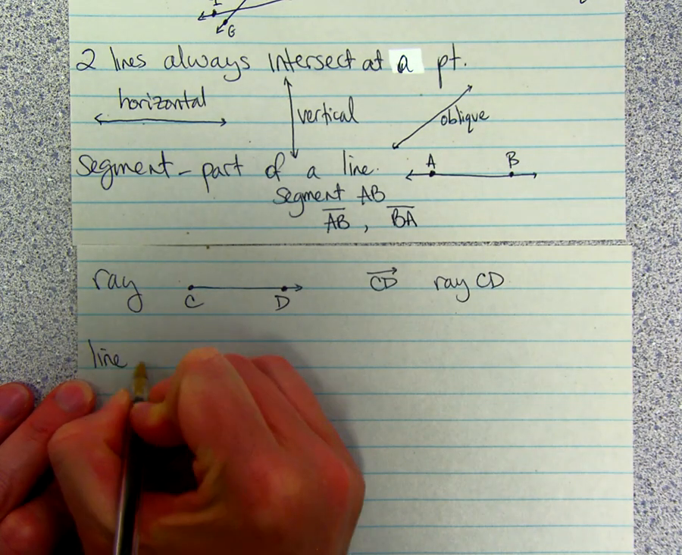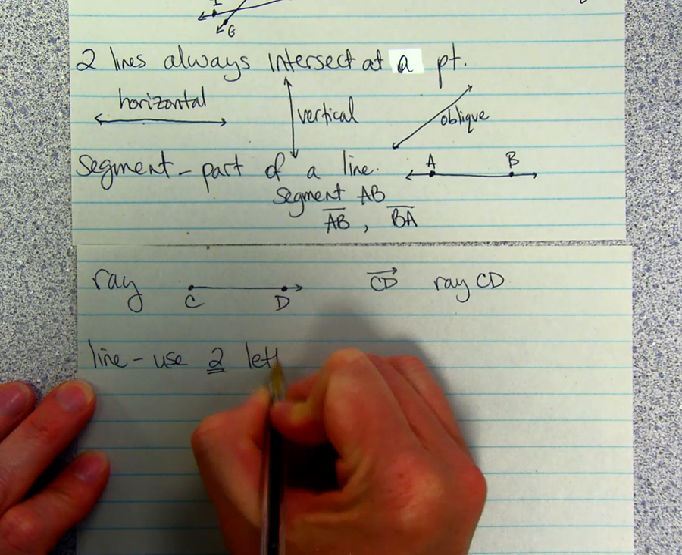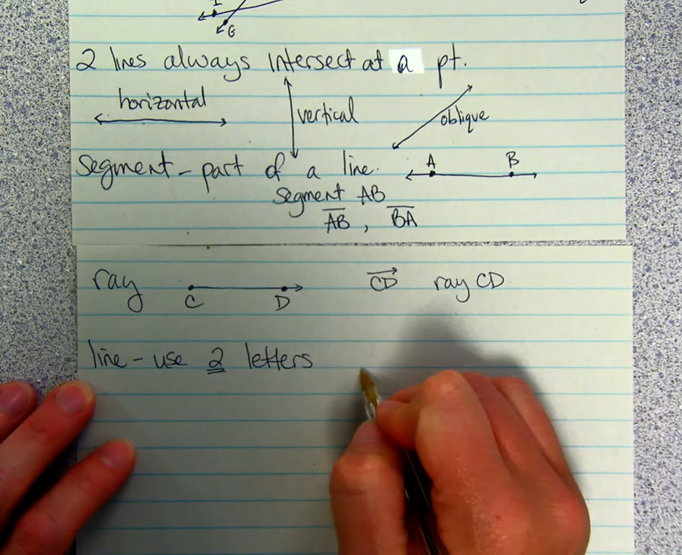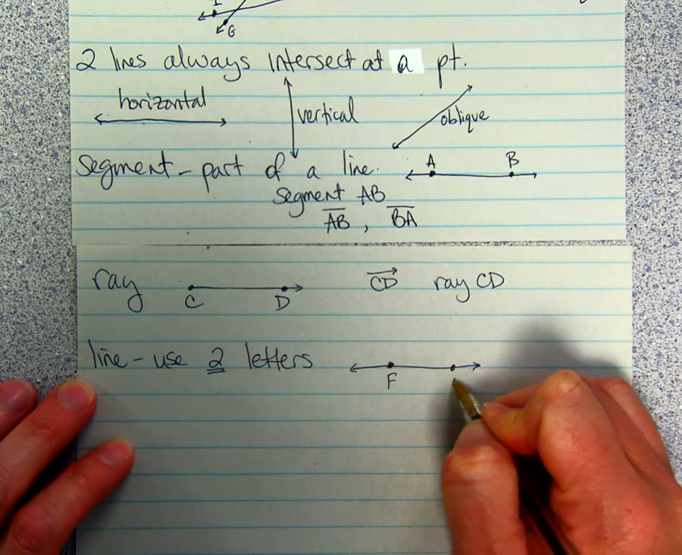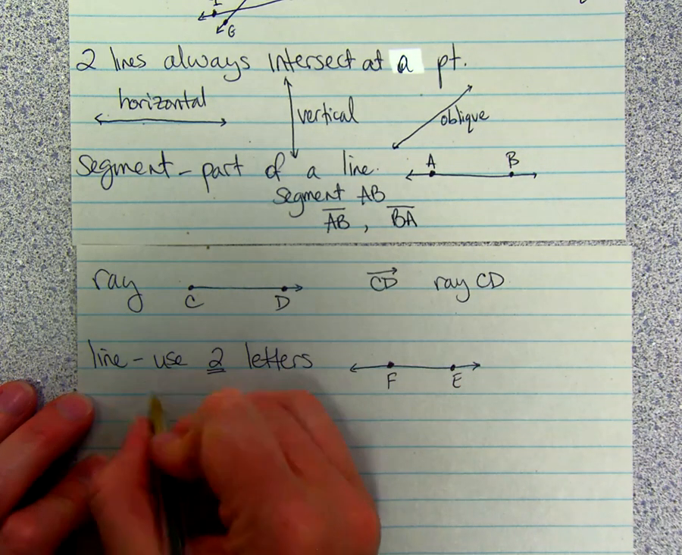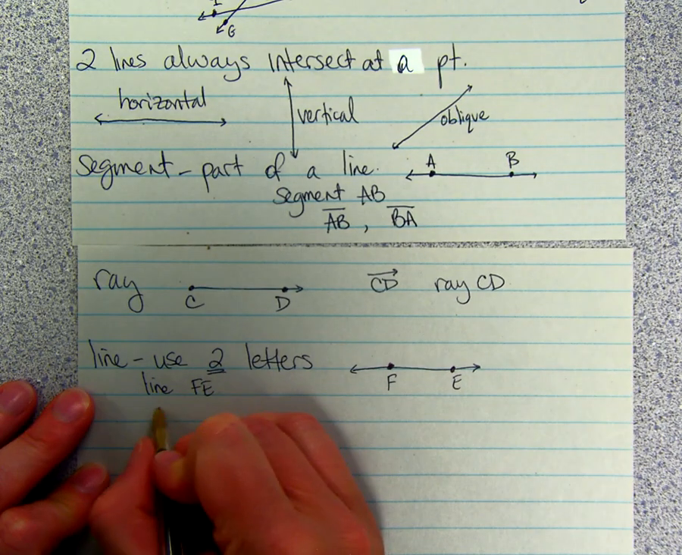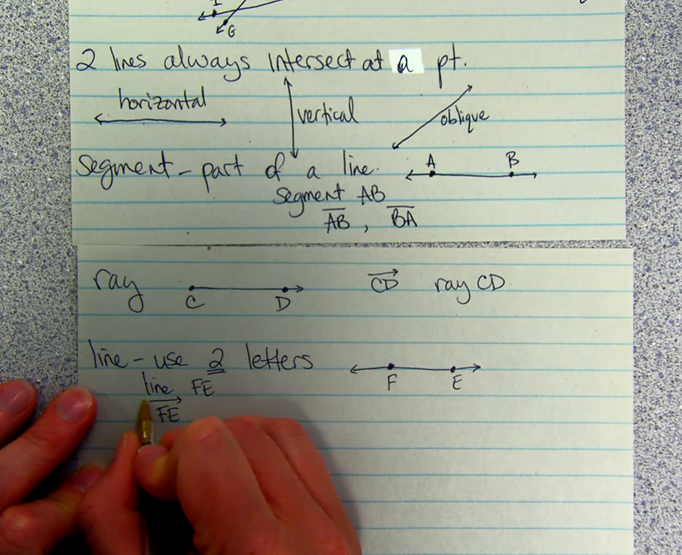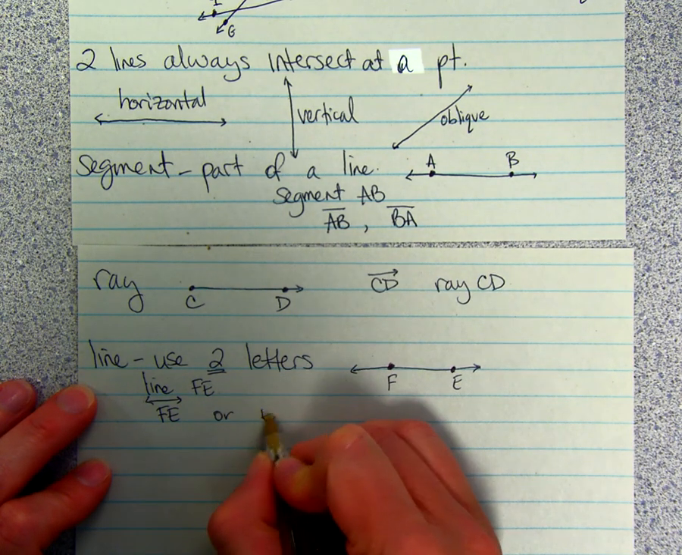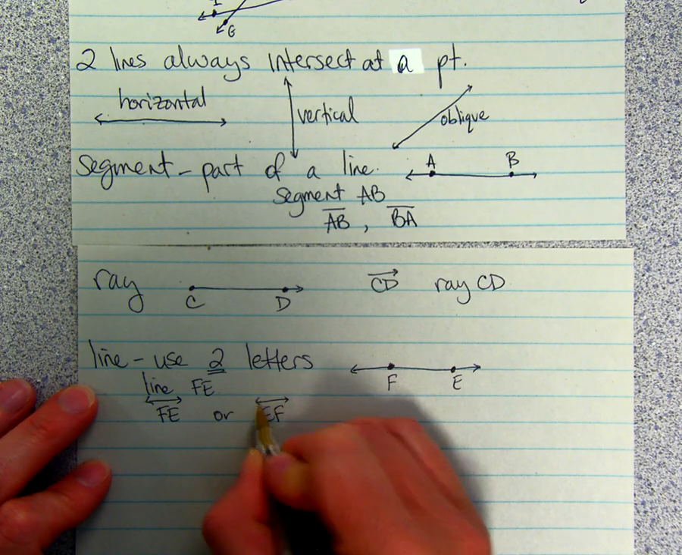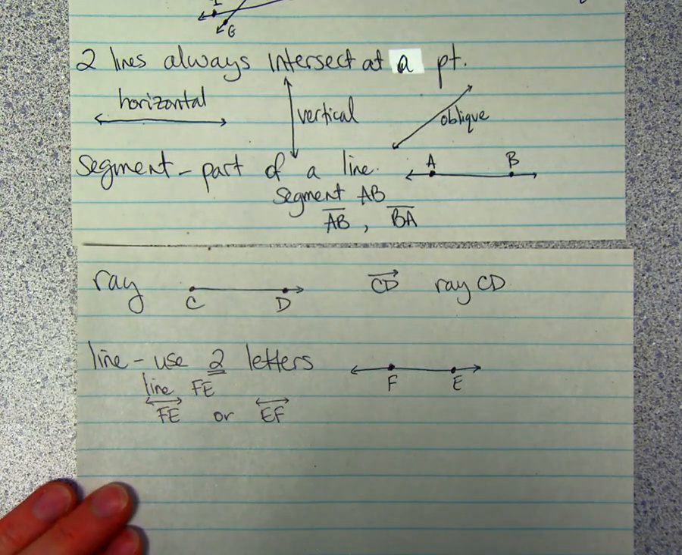To name a line, you have to use two letters. So if we wanted to name this line, we could say line FE. We could write the two letters FE and put a line above it, or we could name it EF. The order of the two letters doesn't matter as long as the two letters are on that line.